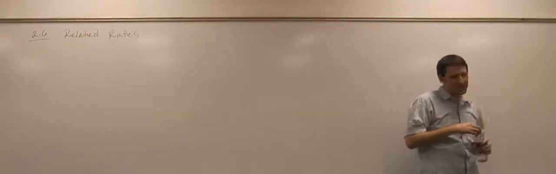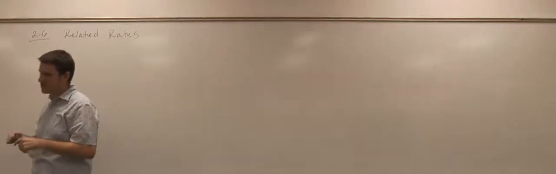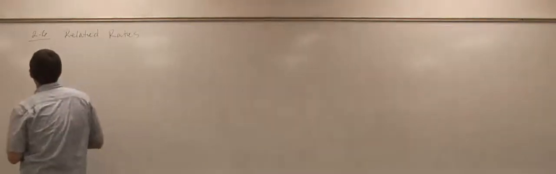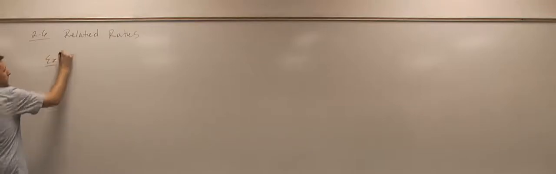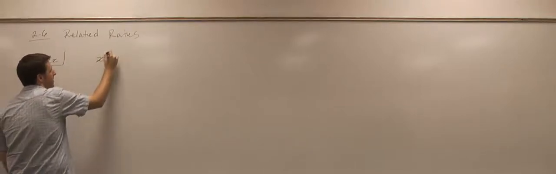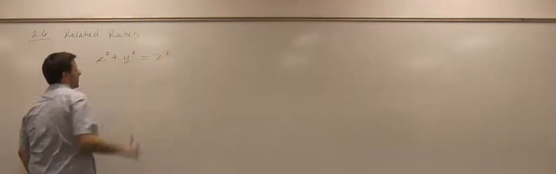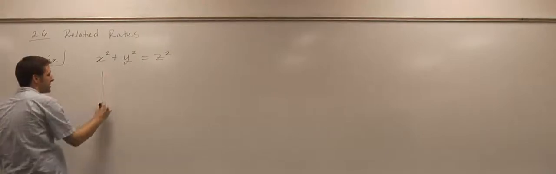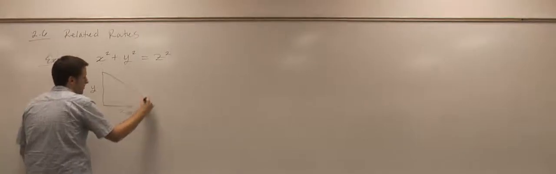The idea behind related rates is that you can take an equation. Let me give you a simple equation. You can take an equation like the Pythagorean theorem: x squared plus y squared equals z squared. This is the Pythagorean theorem for a right triangle with legs x and y, and hypotenuse z.